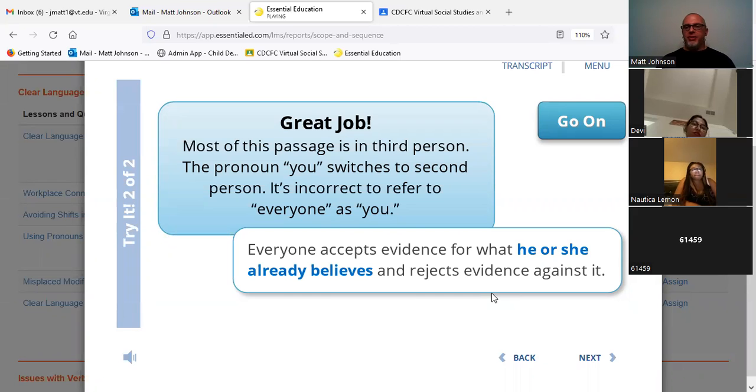And that's the difference there. Everyone, right? That's one of our signals there. It's like, okay, that's third person. You, if we immediately see that, we know it's second person. So that was the one out of place.